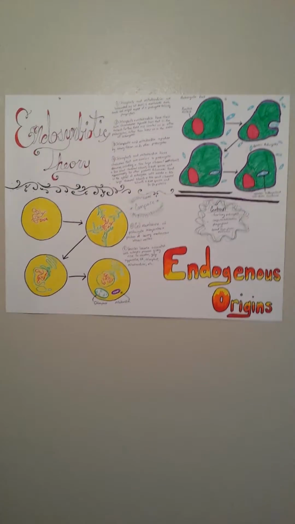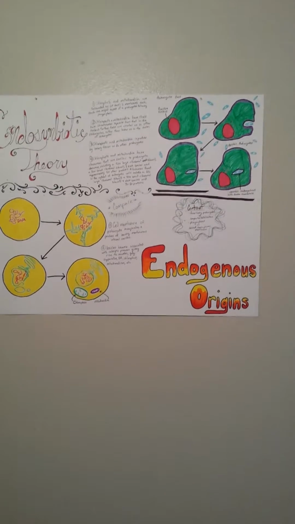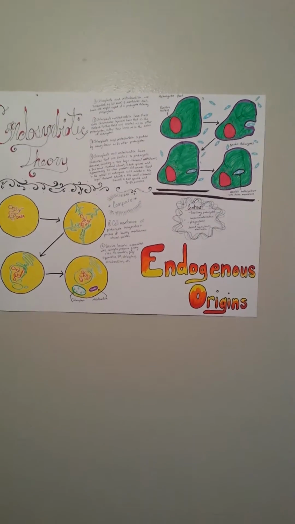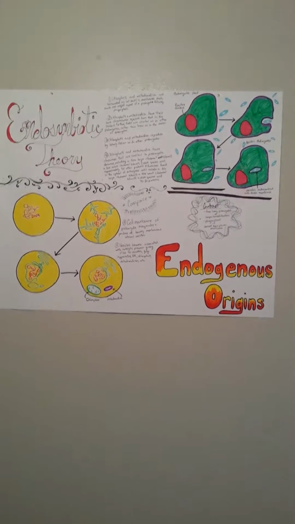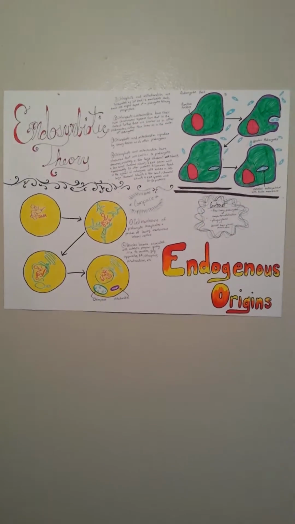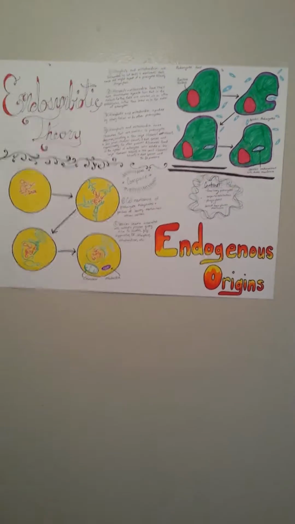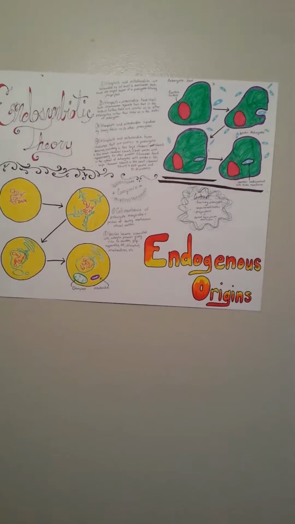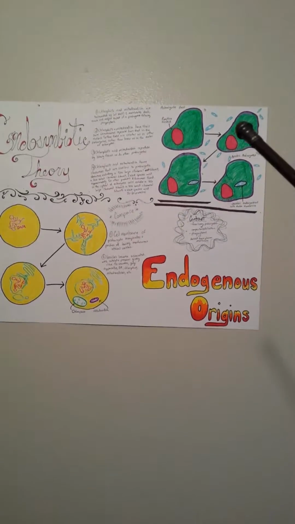Okay, so here's my presentation on endosymbiosis, which evaluates the endosymbiotic origins of the mitochondria and the chloroplasts. There are two different theories that have arisen from this, that scientists have studied to find out where they may have come from. The first one is the endosymbiotic theory. This one has four main points of proof. It's this top area.